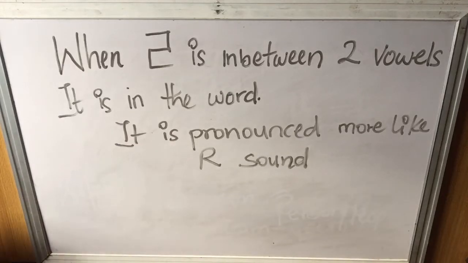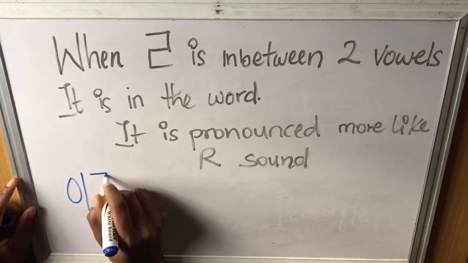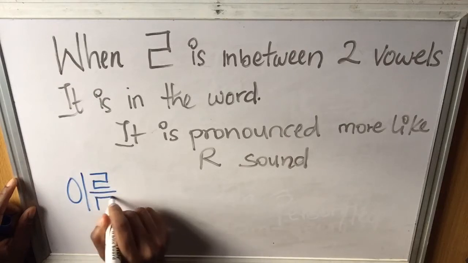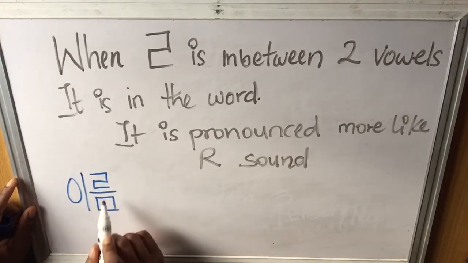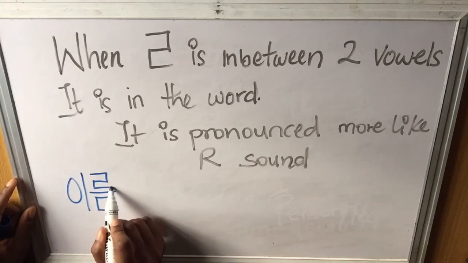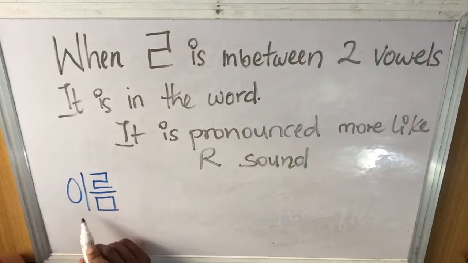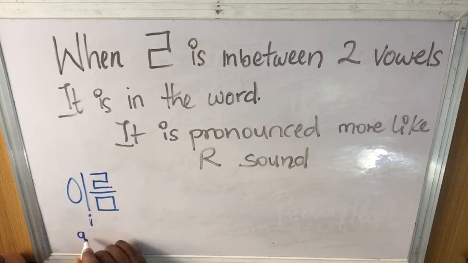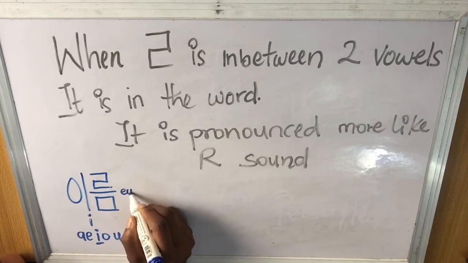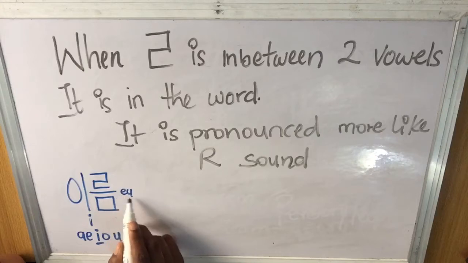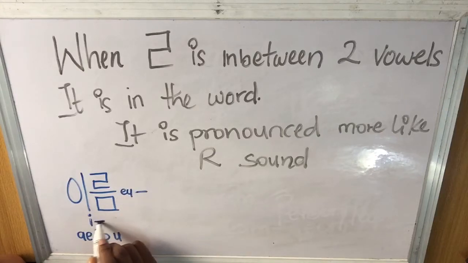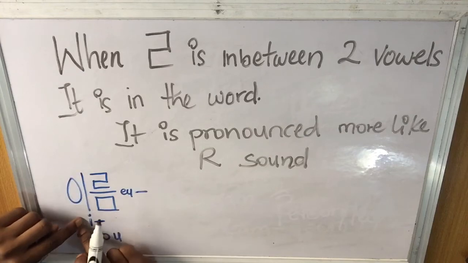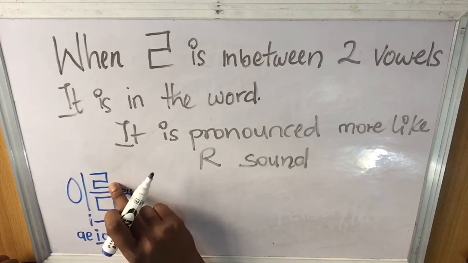Our next example is 이름. As you can see, re is here. It did not end the word. It did not start the word. This is pronounced like the E in A, E, I, O, U. And this is U. So this is a vowel, and this is also a vowel. So re is found between E and U. That's why we're pronouncing it more like an R sound.